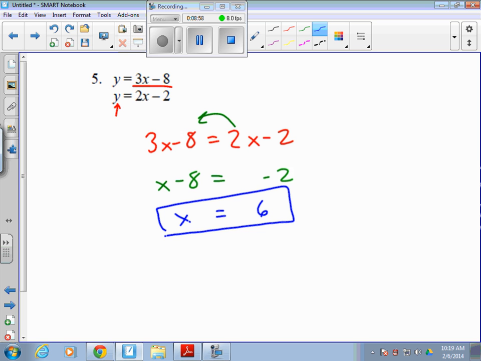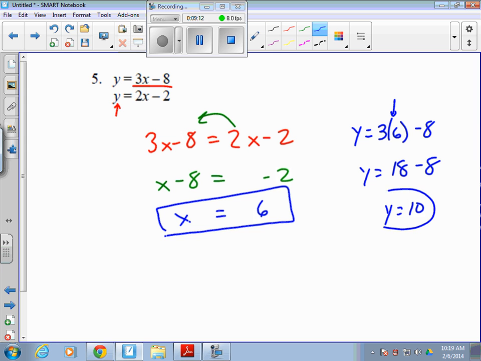Take that value and plug it into the other equation. Y equals 3x minus 8, or 3 times our new value for x, which is 6, minus 8. Y equals 18 minus 8. Y equals 10. You have x comma y, 6 comma 10. What that means is when you graph those two equations, that is the one spot where they will intersect, the one spot they have in common, the solution to the system of equations.